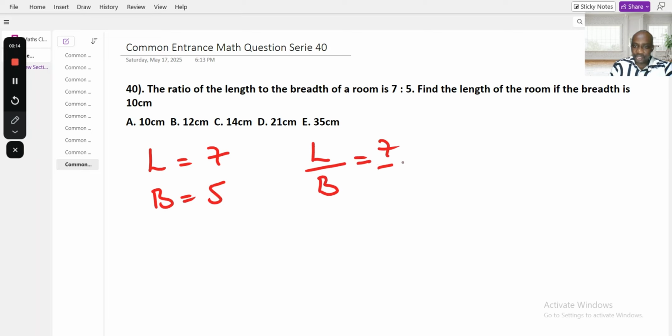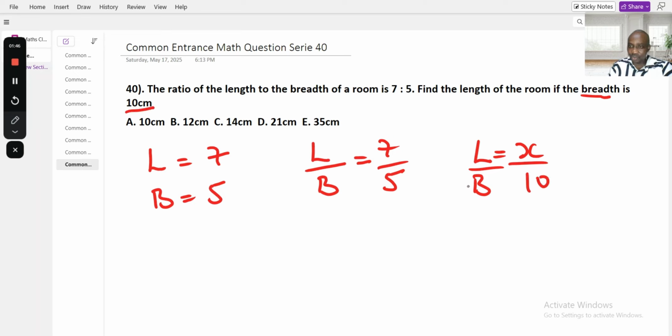Therefore 7 and 5. And what they ask us to look for is to find the length. Length here we don't know. That's what we are looking for. But the question gives us the breadth. What is our length? We don't know. We can call it x. What is our breadth? It is 10 centimeter. The question has given us that one, 10. Now to solve this question, you just need what? You now say that length times breadth equals length times breadth. Is it not the same thing?